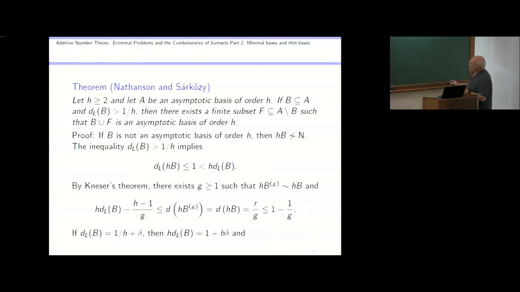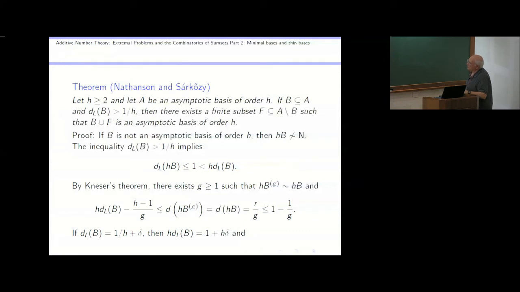And it can't be equal to 1 because B is missing infinitely many numbers. So this set is missing infinitely many numbers, so it can't be all congruence classes. It's missing at least one congruence class. So the density is at most 1 minus 1 over G.